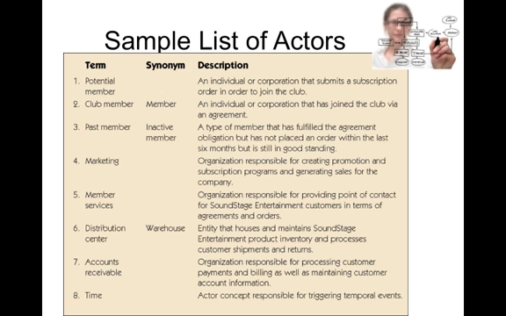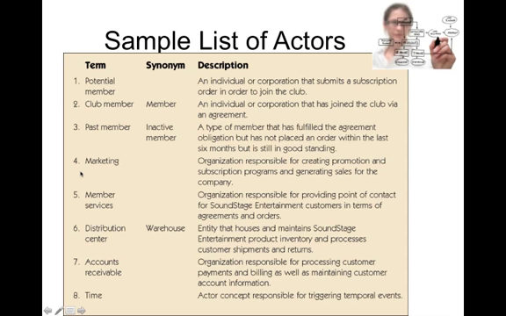Here is a sample list of actors, if we were building a subscription system. A potential member, a club member, a past member, someone who is inactive. And it's nice if they are described. So you've got some of these in your stakeholders. You will be thinking about these when you are thinking about your requirements processing.